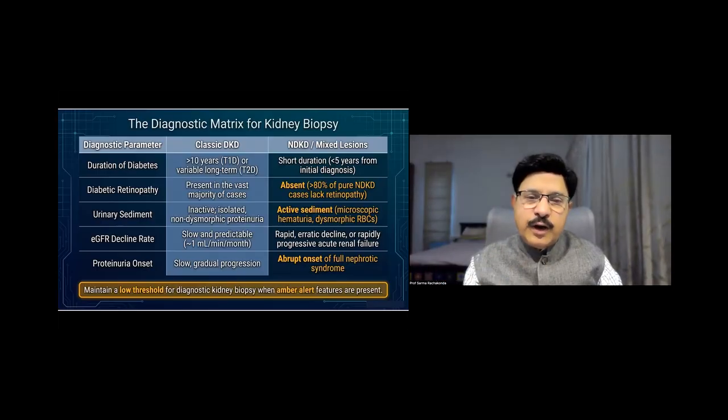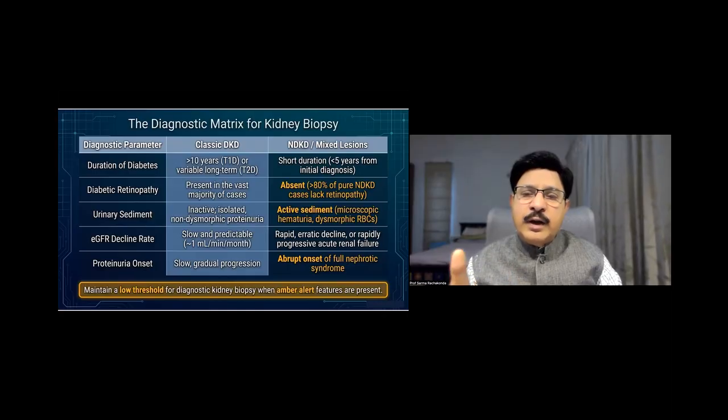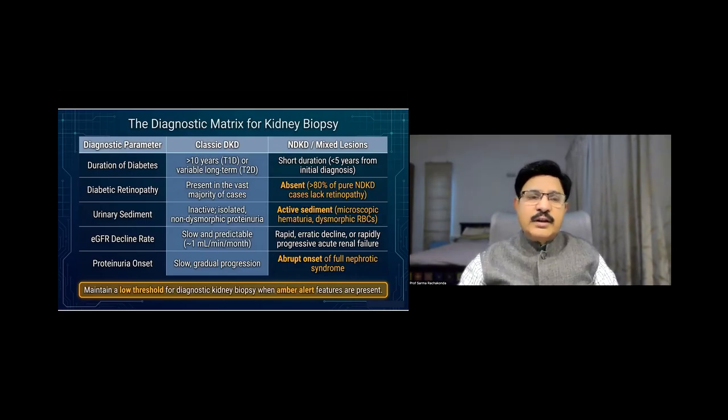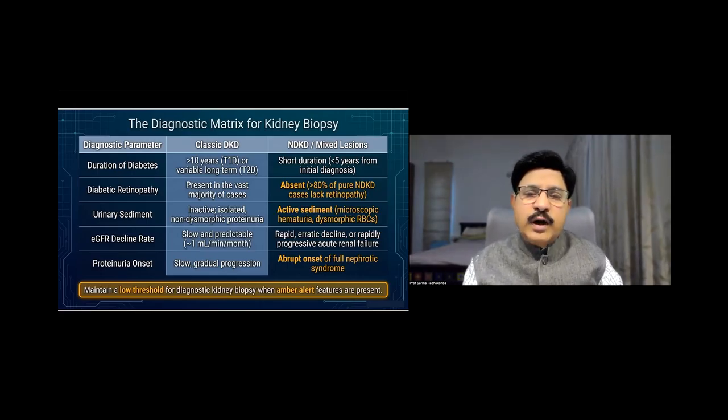And the eGFR decline rate is slower in the classical diabetic CKD, whereas it is very rapid, erratic, rapidly progressive to ARF in NDKD. Proteinuria onset is slow and gradual in classical disease, whereas it is abrupt, with full nephrotic syndrome in 1 to 2 years. This is the clinical discrepancy.